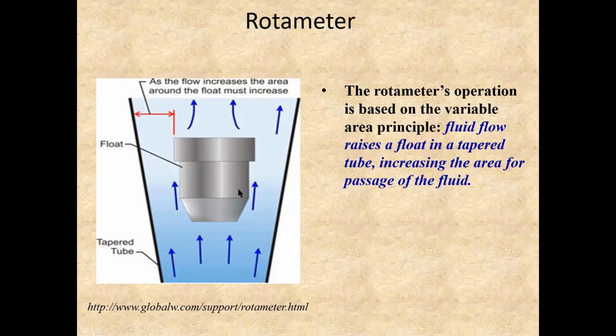So this fluid flow or the gas flow will raise this float, increasing the area for the passage of the fluid or gas. You can see as the flow rate increases, the area around the float must increase. The greater the flow rate of the gas or liquid, the higher the float is raised. So the float will move up and down, and when it balances or comes to equilibrium, you will get a reading, because this glass tube is graduated, so you will get the flow rate.